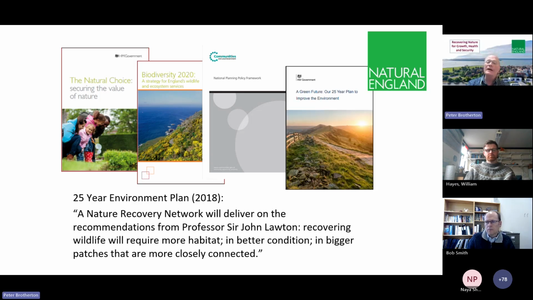And then in the first 25-year environment plan, Our Green Future, back in 2018, again, we saw this explicit commitment to a nature recovery network that actually then goes back to name checking those recommendations. There were 23, if anyone's interested, around recovering nature with the more, bigger, better, joined mantra that we've got used to.